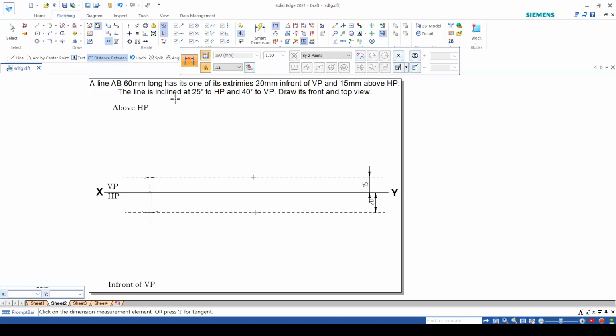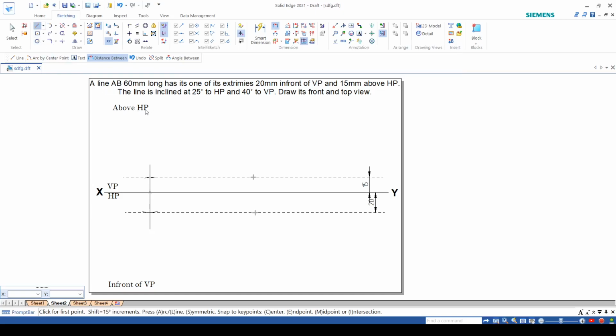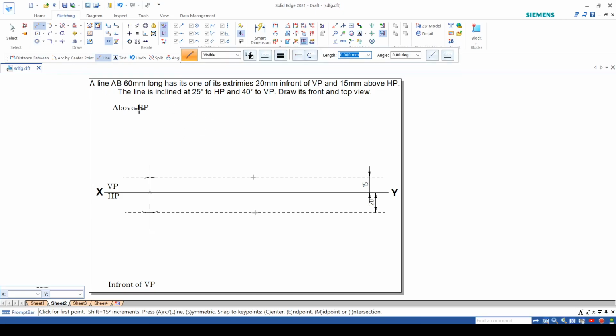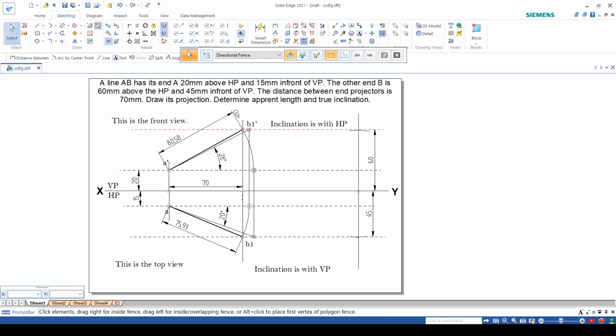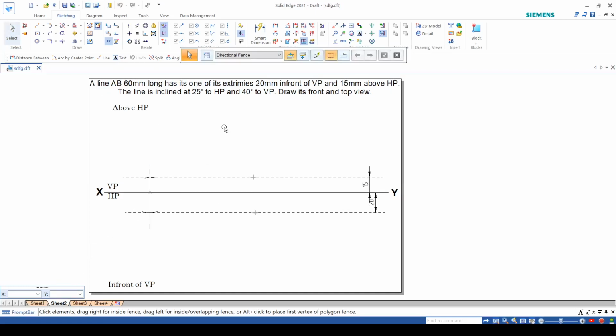Now it's given that the line AB is inclined at 25 degrees to HP. This is the HP. This inclination with HP is on this side, so from here we have to mark 25 degrees. So we have to first draw a line.